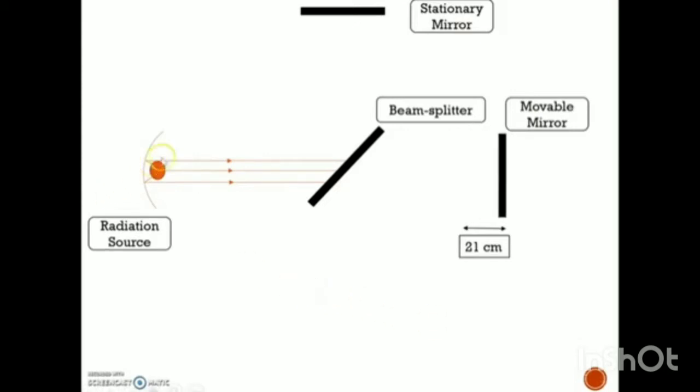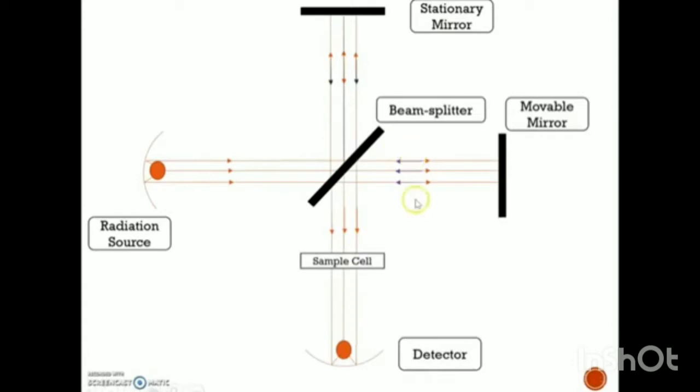First, from the radiation source, the radiation falls on the beam splitter where 50% of the radiation is reflected to the stationary mirror and 50% of the radiation is transmitted to the movable mirror. Again, from the stationary mirror and movable mirror, the radiation is reflected back to the beam splitter. Then from the beam splitter, it is transmitted through the sample and reaches the detector.